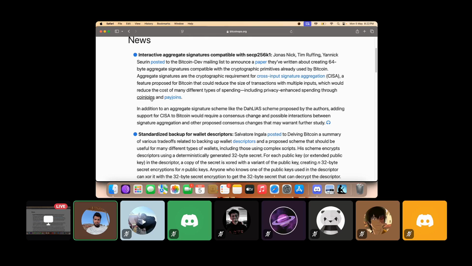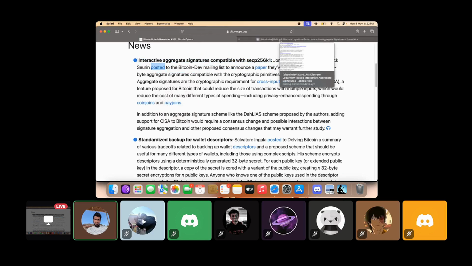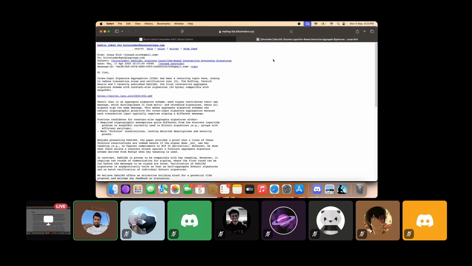So there are people who are working on this. The names are mentioned here: Jonas Nick, Tim Ruffing, Yannick Seurin, and they have posted an entire post explaining their proposal about how they plan to integrate these cross input aggregated signatures into Bitcoin, and what the benefits of it are, and they have given some links as well. So whoever would want to explore it in more detail can look into it.